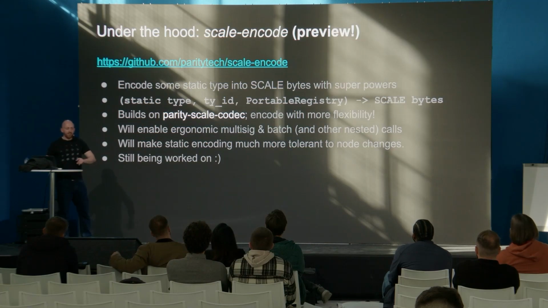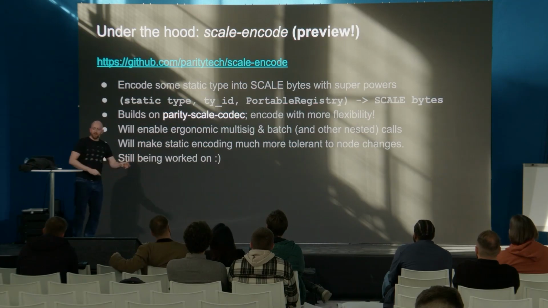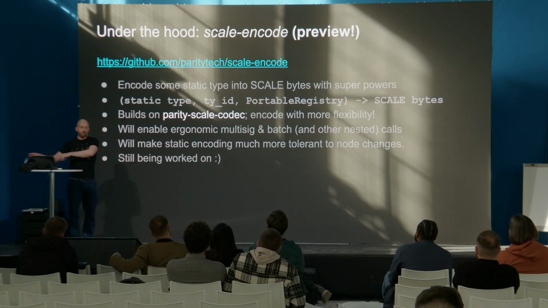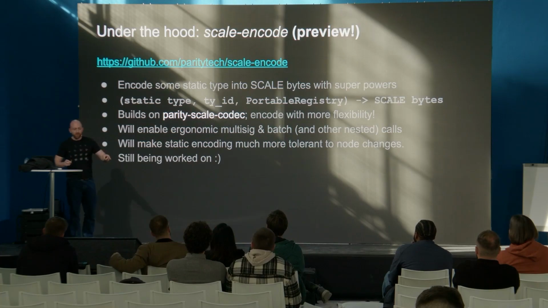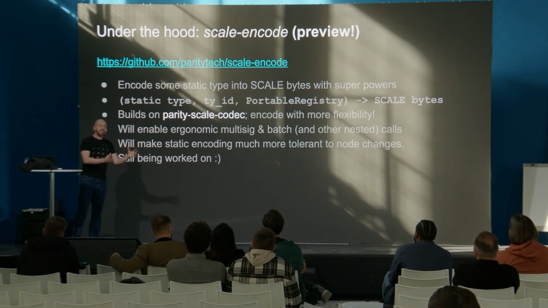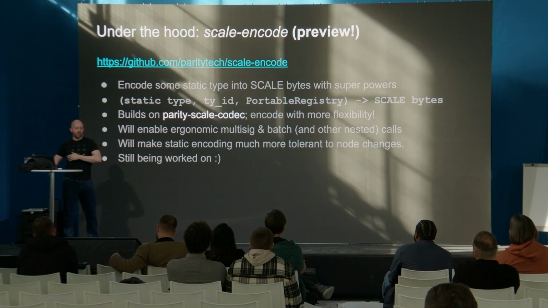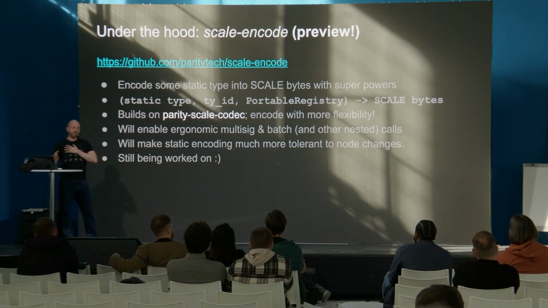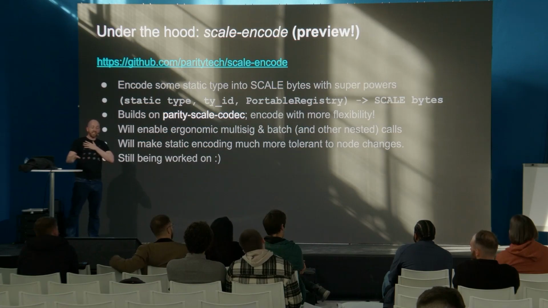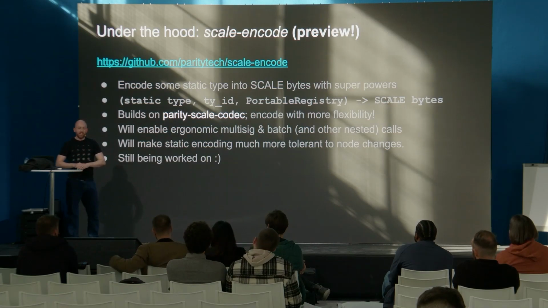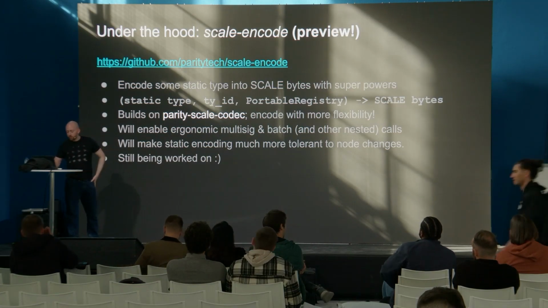And just a quick shout out to a library that I'm working on right now and I'm quite excited about. So scale-decode takes some scale-encoded bytes and returns your custom type. But what if you want to go the other way around? You want to take some custom type and get back scale-encoded bytes. And that's what scale-encode is for. So scale-encode basically builds upon Parity scale codec and supercharges it with superpowers.